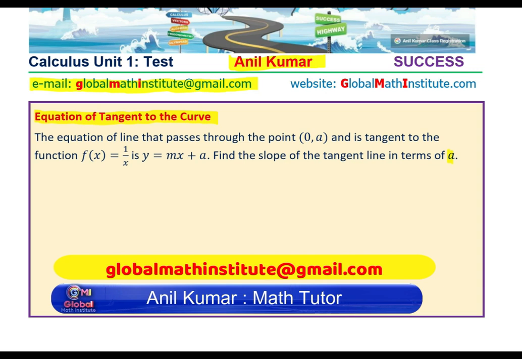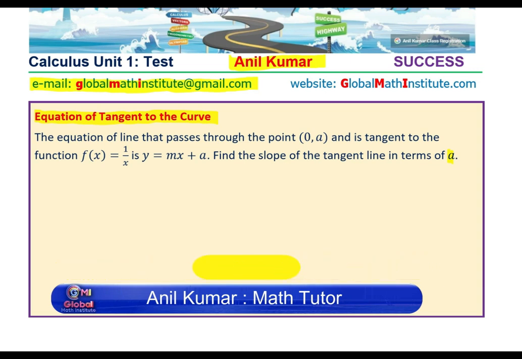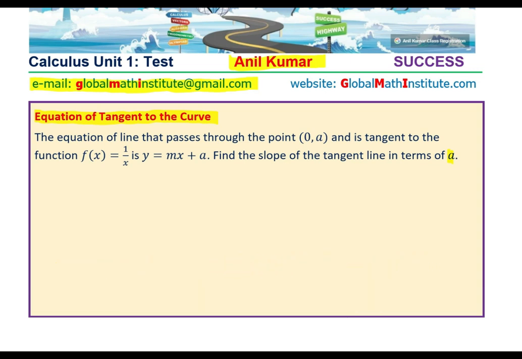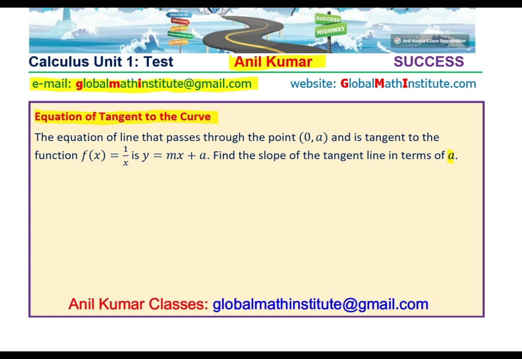Now, let's try to understand the approach for solving such a problem. We are given a point which is 0, a. So a is the y-intercept of this function, and therefore, in the equation of tangent line, we have mx plus a, right? And this is also tangent to a function f of x equals 1 over x.